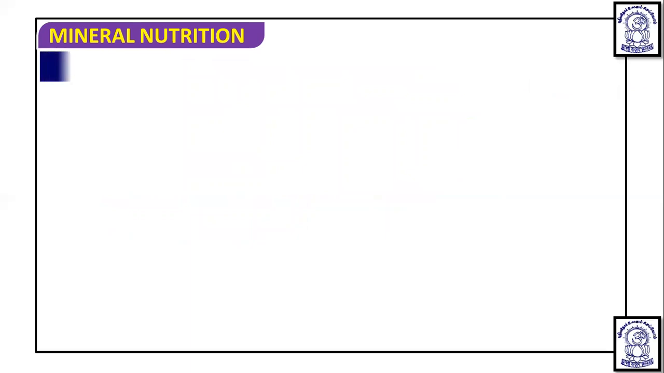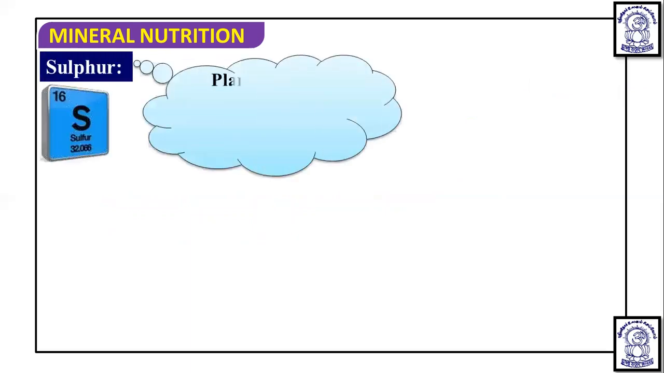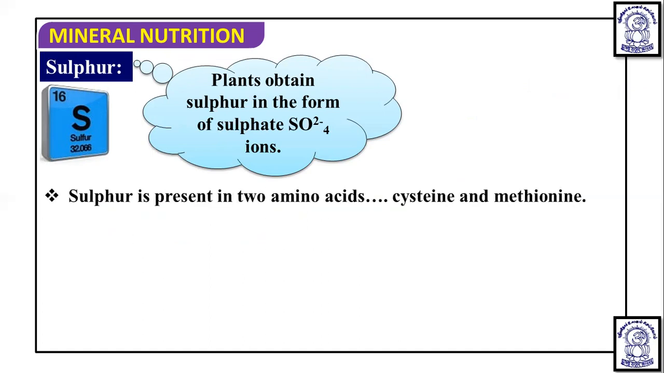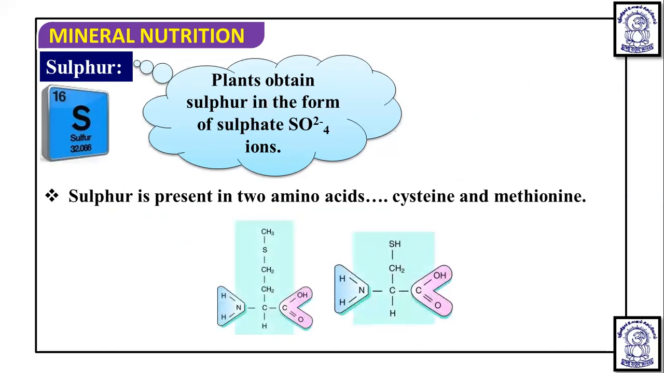Now after this, the next element is sulfur. Plants obtain sulfur in the form of the sulfate ion, that is SO4 2 minus. Sulfur is a constituent of two amino acids, cysteine and methionine. They have sulfur, because of this they are sulfur containing amino acids.